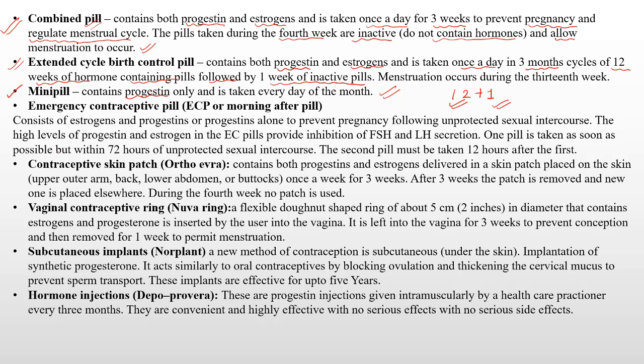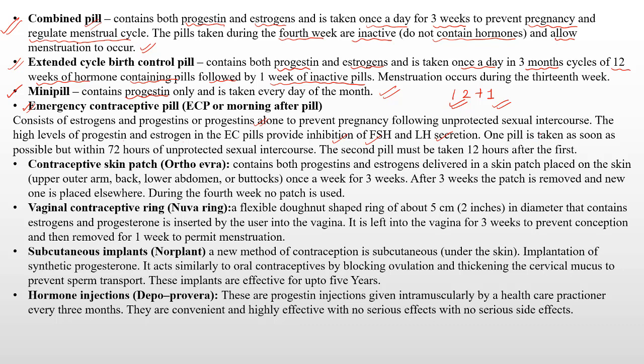Now, emergency contraceptive pills, or the morning after pill. ECP consists of estrogen and progestins, or progestins alone, to prevent pregnancy following unprotected sexual intercourse. The high levels of progestin and estrogen in the emergency contraceptive pills provide inhibition of FSH and LH secretion.